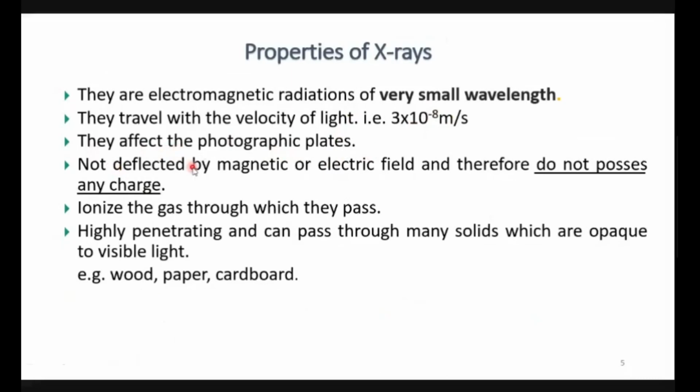They affect photographic plates. They are not deflected by magnetic or electric fields, therefore they do not possess any charge. Generally, electromagnetic radiations are affected by magnetic and electric fields, because they are electromagnetic radiation themselves. But because of the high energy associated with these radiations, they become unaffected. Their energy is so high that magnetic and electric fields do not deflect their path. But when they pass through gases, they ionize the gas. They are highly penetrating and can pass through many types of solids which are opaque to visible light, for example wood, paper, cardboard.